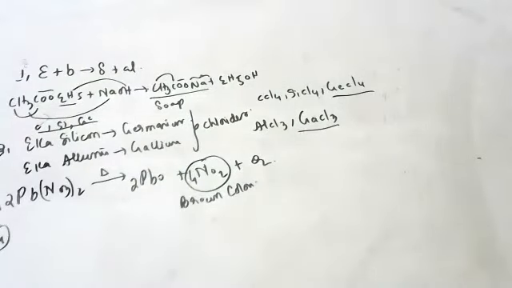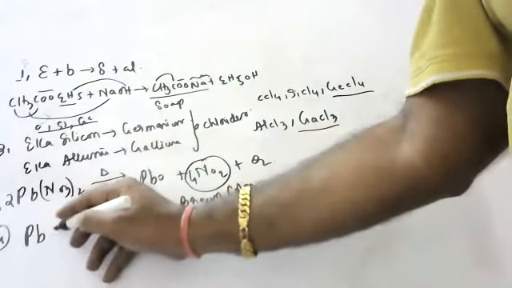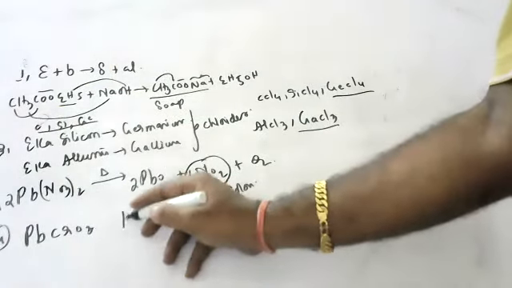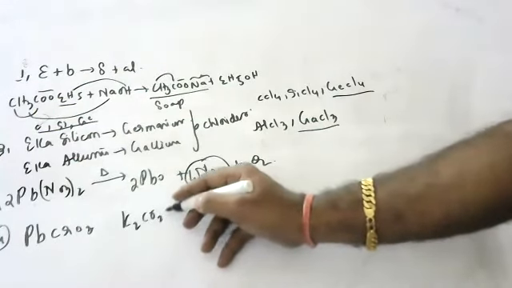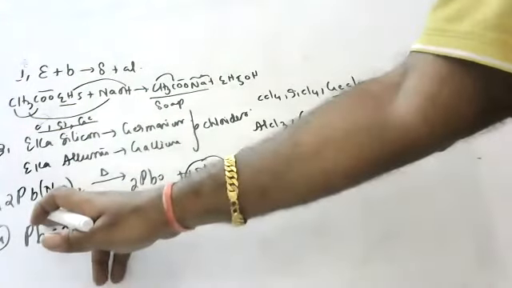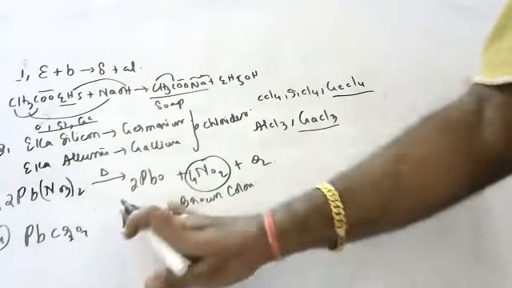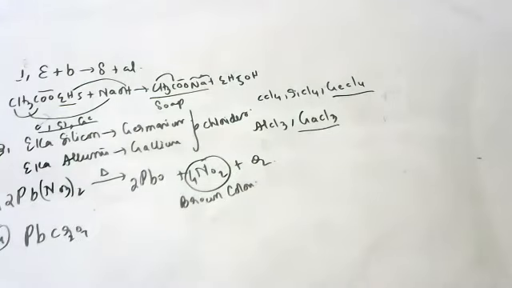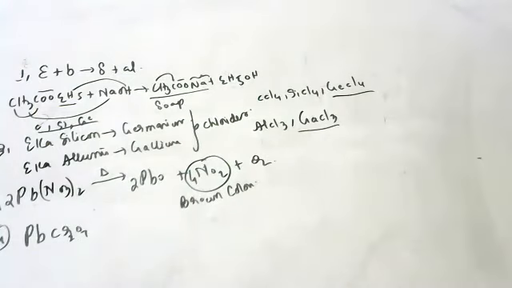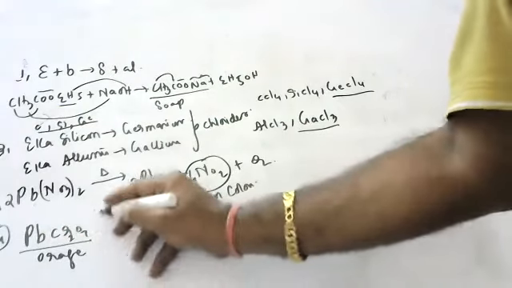What is lead chromate? Formula of lead chromate, anyone, children? PbCrO4, lead chromate. Potassium dichromate is K2Cr2O7. So in lead chromate, Pb is plus 2, and the chromate ion is minus 2. He is asking, what is the color of lead chromate, children? This is orange in color, children.